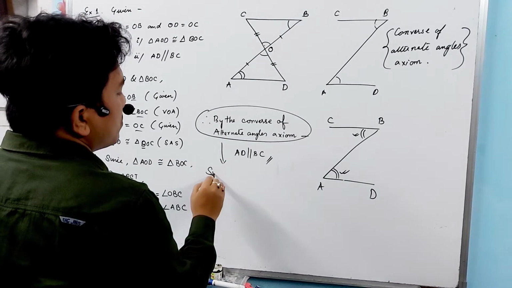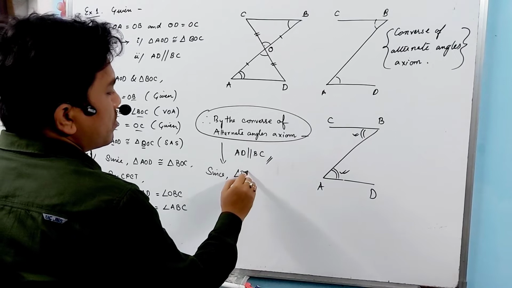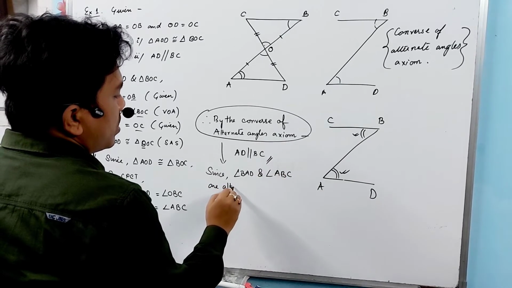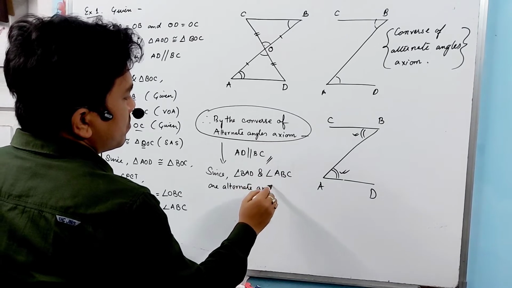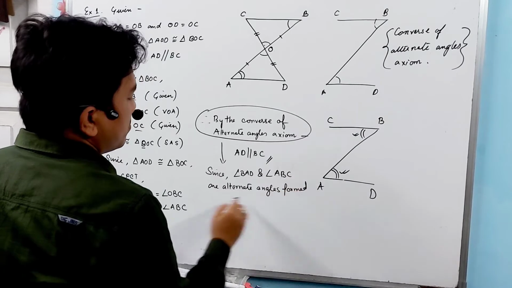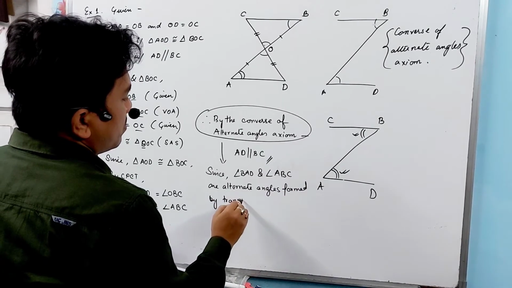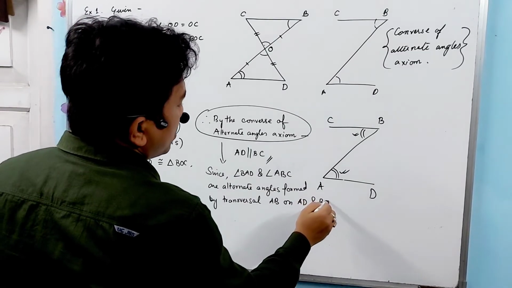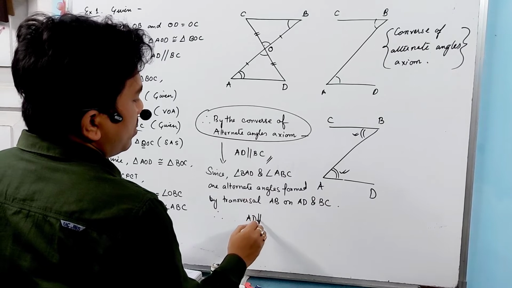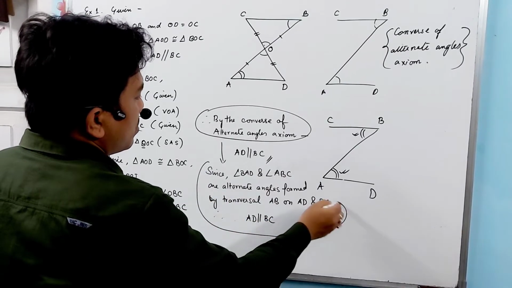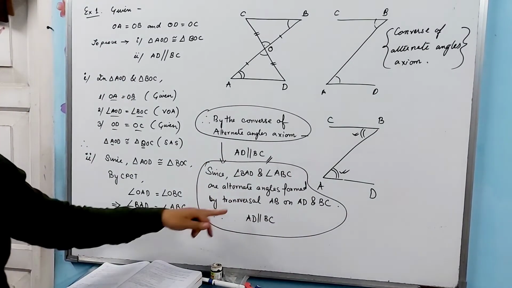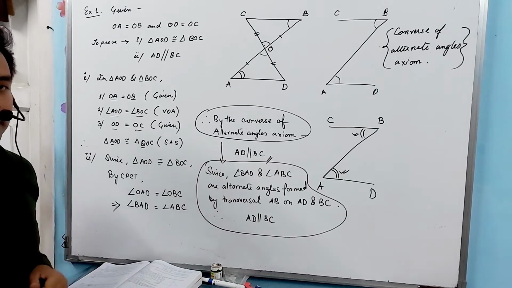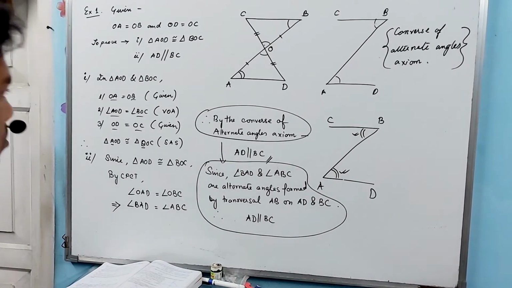So we have to write this, otherwise in place of this we can write, since angle BAD and angle ABC are alternate angles formed by transversal AB on AD and BC, therefore AD parallel BC. So in place of this we can write this also. This will be longer, so it is better we write this only. After writing this you write this, or after writing this you write this, this is up to you. Is it clear? Alright, so pause it for a while and copy this whole.